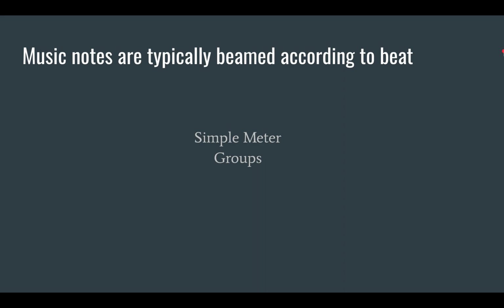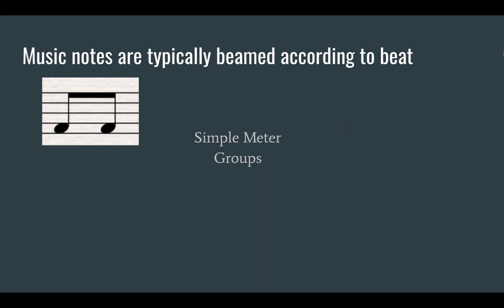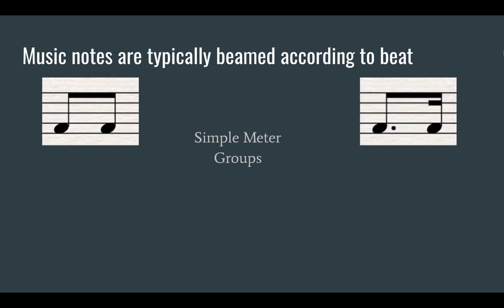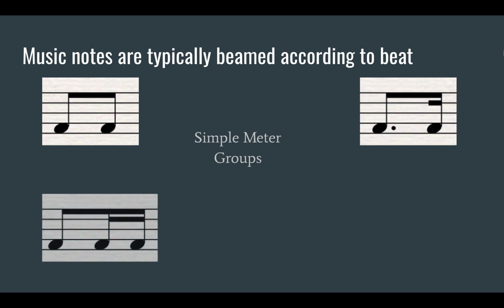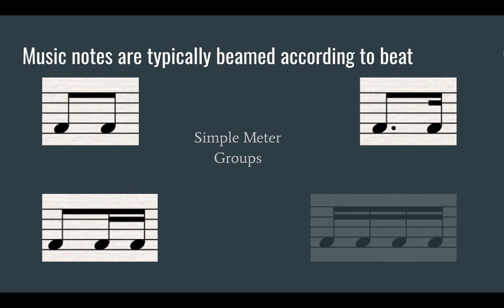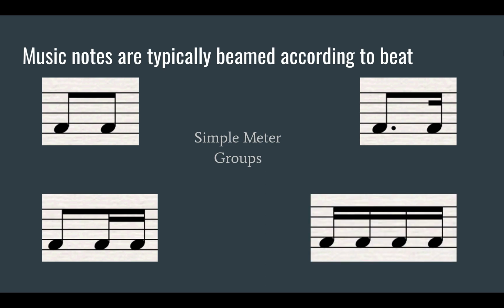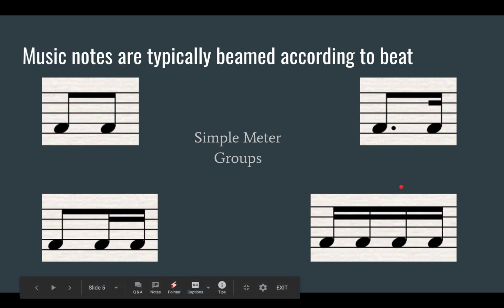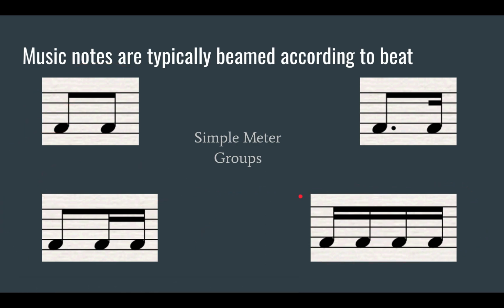If you look at simple meters, there are common groupings that recur. 2 eighth notes, a dotted eighth sixteenth, an eighth 2 sixteenths, 4 sixteenths. These aren't the only examples, but these are 4 different examples of how one beat, in this case a quarter note beat, could be divided up into different values, but still all beamed together to represent that those values share one beat.